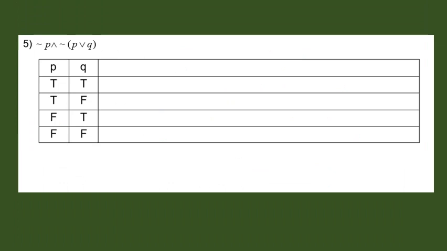Once again, stop the video, work the problems. Looking at the problem, working left to right, I can calculate the negation of P. Remember that and is separating the left side from the right side, correct? So I'm negating P. If I negate P, we get false, false, true, true. On the right hand side, I need to calculate P or Q. At least one needs to be true.